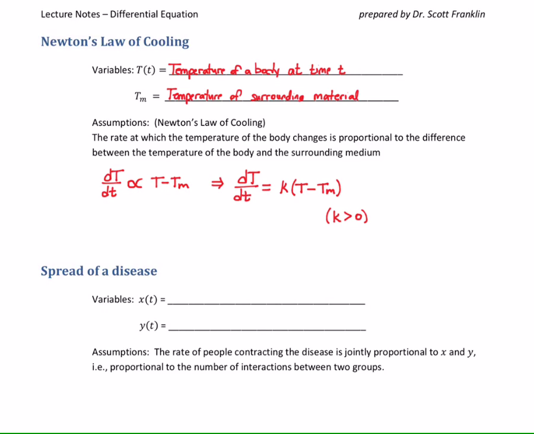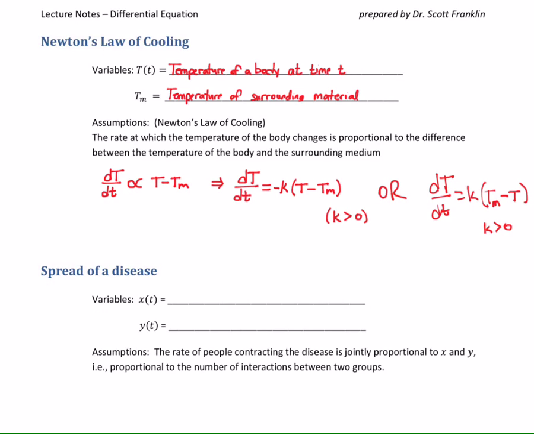So that has to have a negative right there, in order for, if T minus Tm, the temperature of the body is more than the temperature of the medium, then your temperature is going to be going down, right? So you need that to be negative. So you could write it like that, or you could simply do dT/dt is equal to K times Tm minus T, where K is positive. Either one of those forms will work.